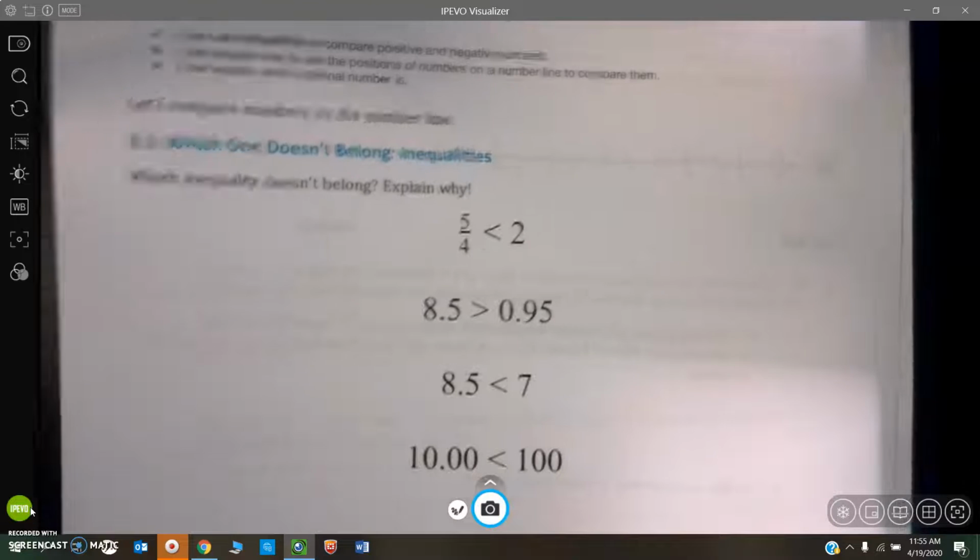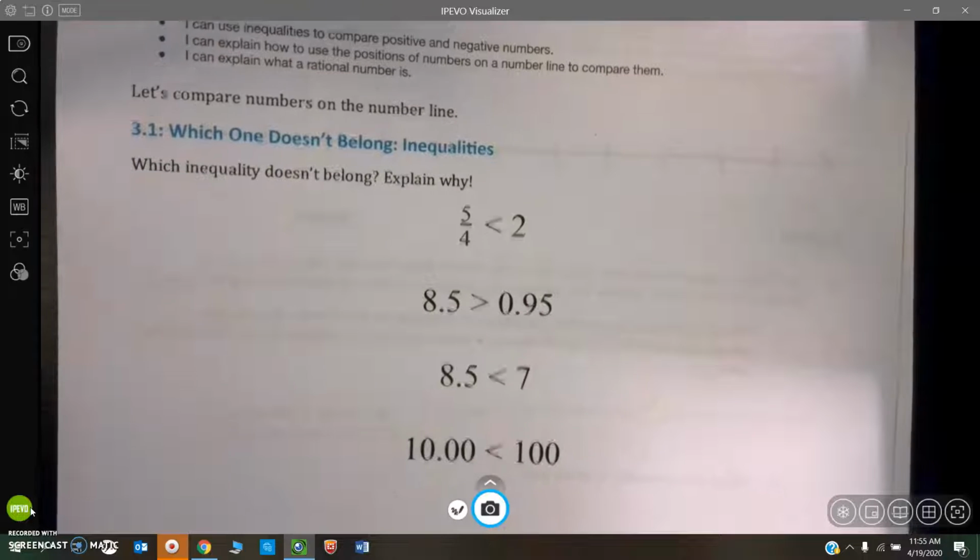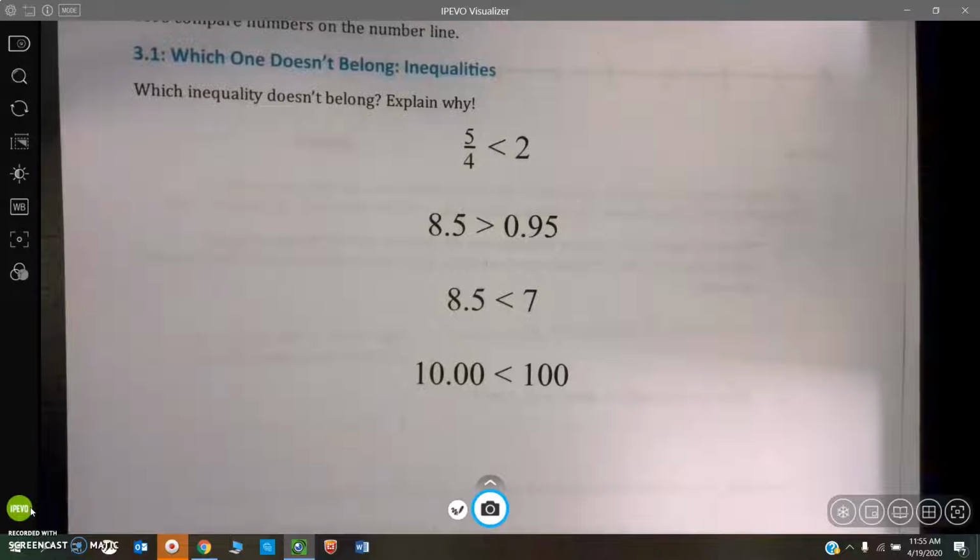So our first activity is which one doesn't belong, inequalities. So at this time, why don't you pause the video and try and decide out of these 4 inequalities, which one doesn't belong and why.